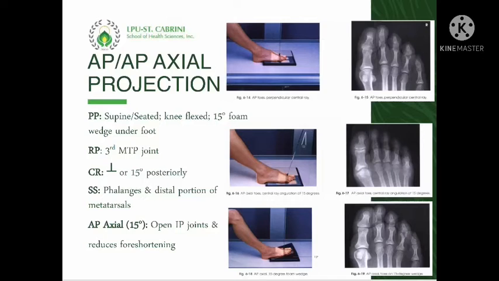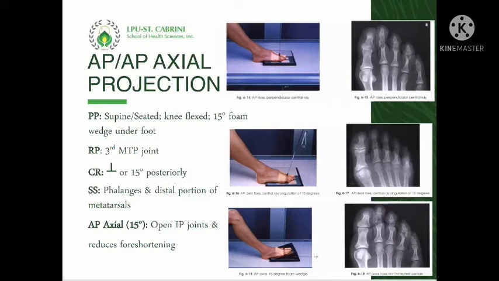For the AP projection, the patient can be in a seated or supine position, with the knees flexed so that the plantar surface will be in contact with the image receptor. Center the toes directly over one half of the IR. The central ray is directed perpendicularly through the third metatarsophalangeal joint. This projection will demonstrate the 14 phalanges of the toes and the distal portions of the metatarsals.